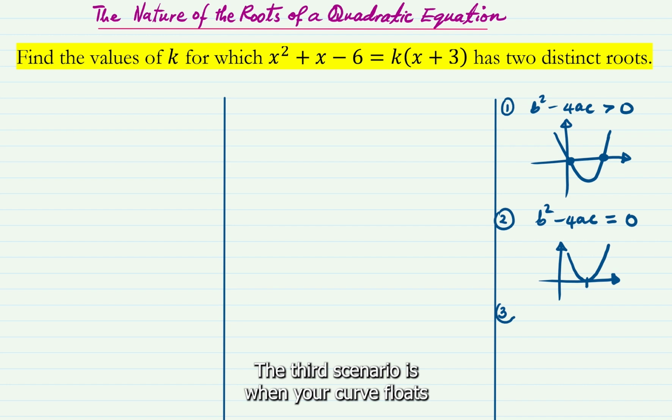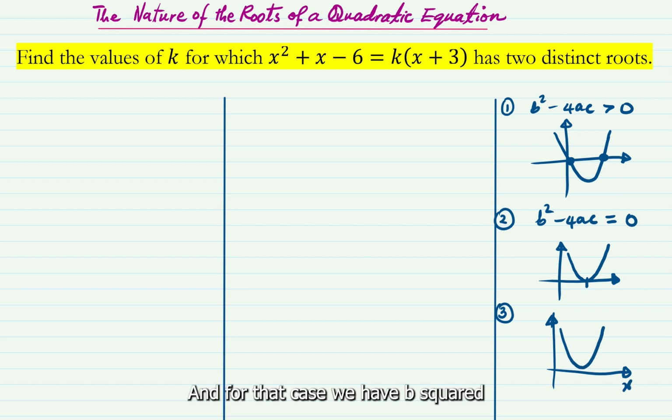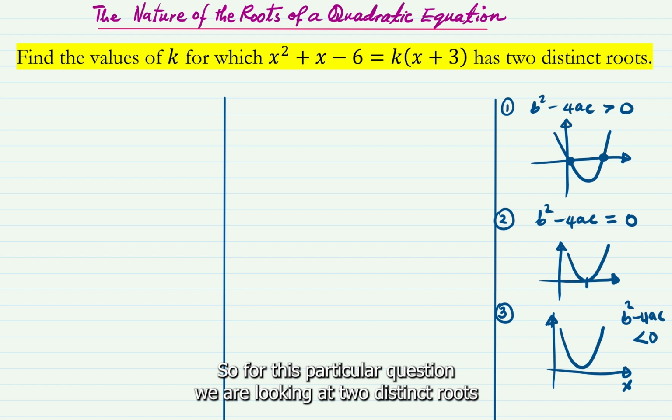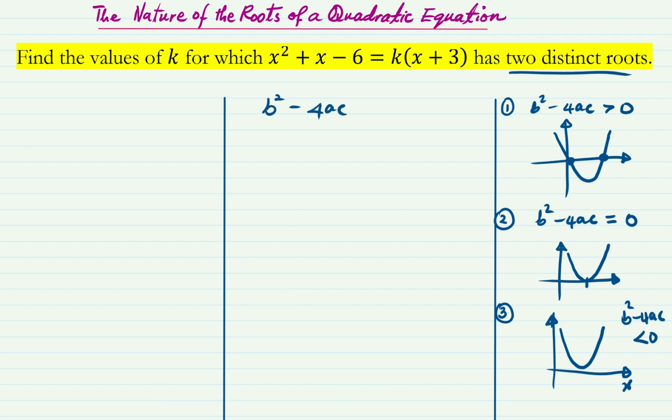The third scenario is when your curve floats on your graph. It floats, doesn't touch the x-axis. And for that case, we have b squared minus 4ac to be less than 0. So for this particular question, we are looking at two distinct roots, which means we have the first scenario. So we have to use b squared minus 4ac is greater than 0.